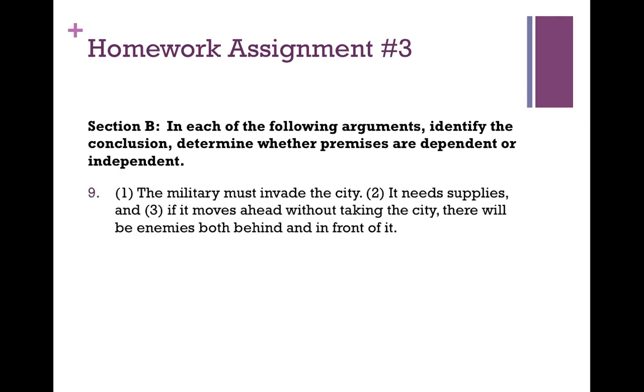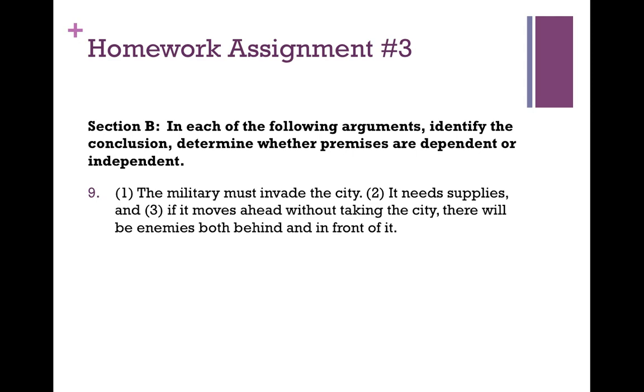Number 9. The military must invade the city. It needs supplies, and if it moves ahead without taking the city, there will be enemies both behind and in front of us. And the first thing we have to do is identify the conclusion. And here the conclusion is number 1. Then we have to ask, are the premises dependent or are the premises independent? And the way we can try to determine this is like before.